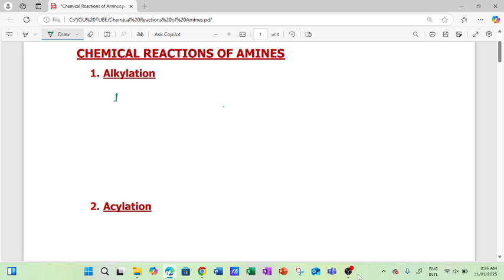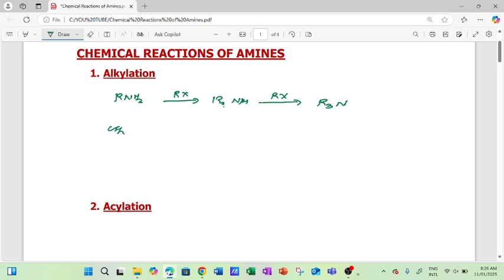So alkylation is a conversion of primary amine, primary amine is RNH2, to secondary amine which is R2NH. Again from secondary amine we can convert it into tertiary amine which is R3N by adding alkyl halide RX. It means alkylation is a conversion of primary amine to secondary and then to tertiary amine by adding it with alkyl halide. I'll tell you an example.